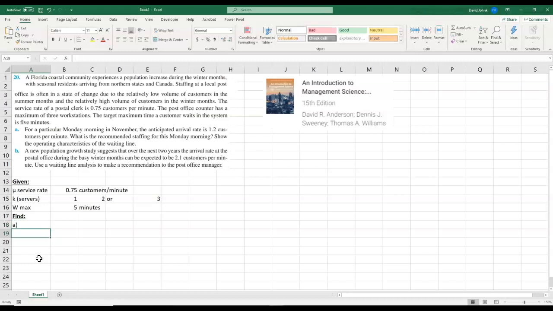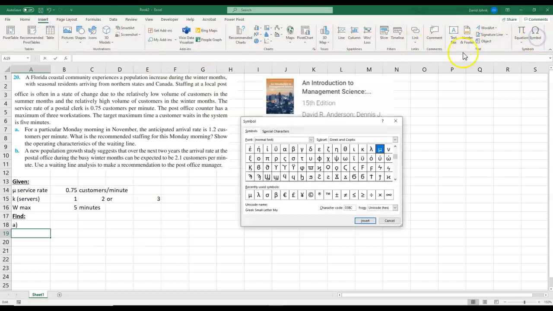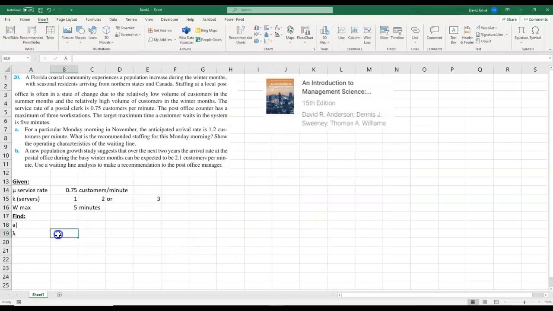Well, they're telling us that in the winter when the snowbirds come down, they think that the arrival rate, and again, I'm going to use the correct symbol for the nomenclature in the book, is going to be 1.2 customers per minute. Now, these are the same, so that checks, we're good. This is in minutes, this is customers per minute.